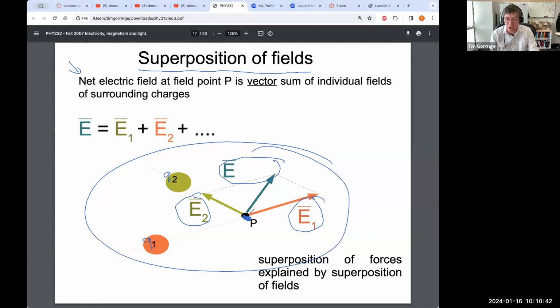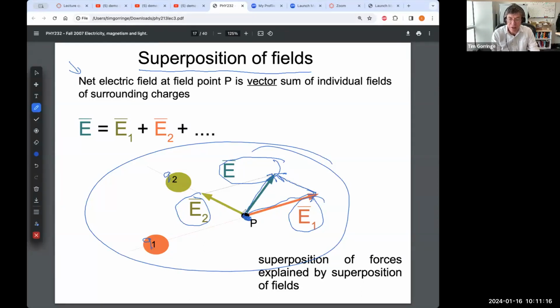Now, there are two ways you could do the addition. You could draw vector E1 first, that's due to the orange charge, and then at its tip, I could draw the second vector field, the field due to Q2, so this would be E2. Then the resulting field runs from the tail of the first vector, E1, to the tip of the second vector. So that's how you can construct this resulting, net, total electrical field.